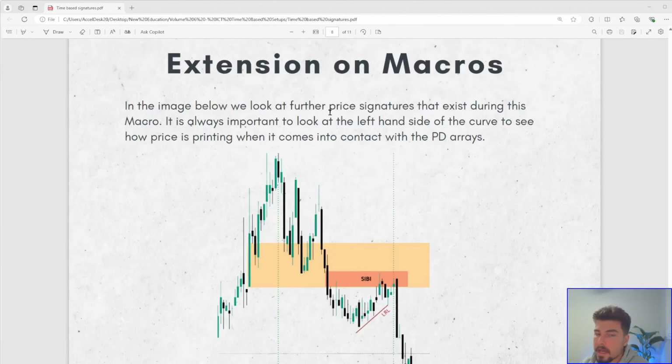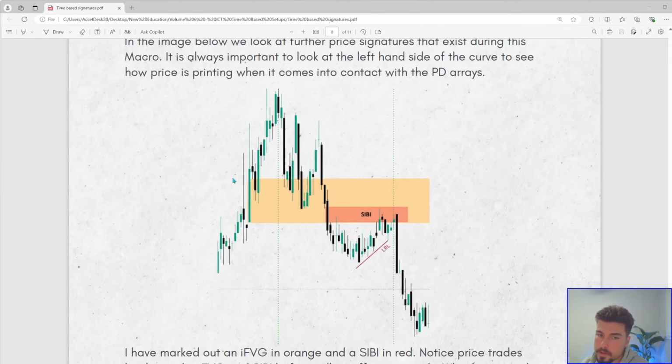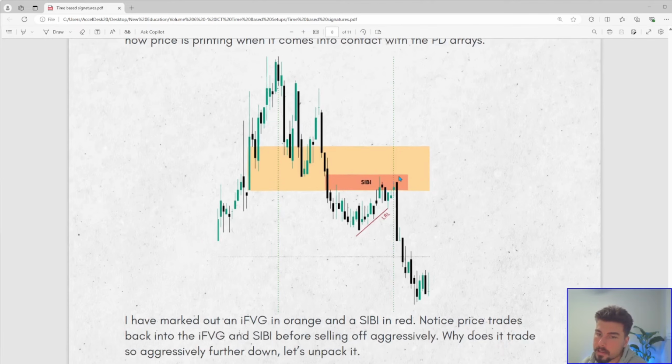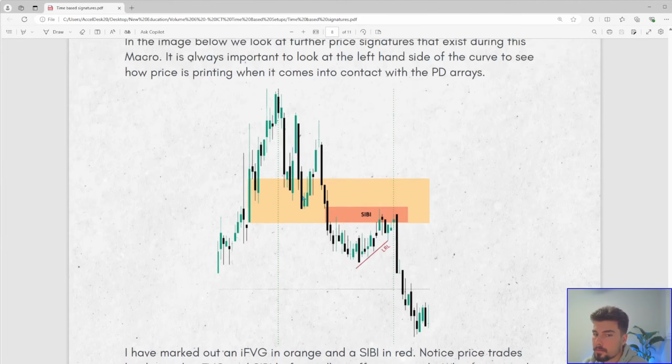So if we take a further look at price signatures, we've got an inversion fair value gap marked out in orange. We've got a sell side imbalance marked out here in red. Now the question is this, right? We've come down, we've come down, we've come down. We've displaced through this bullish gap. It becomes inverted. Why would I not want price to come up here?